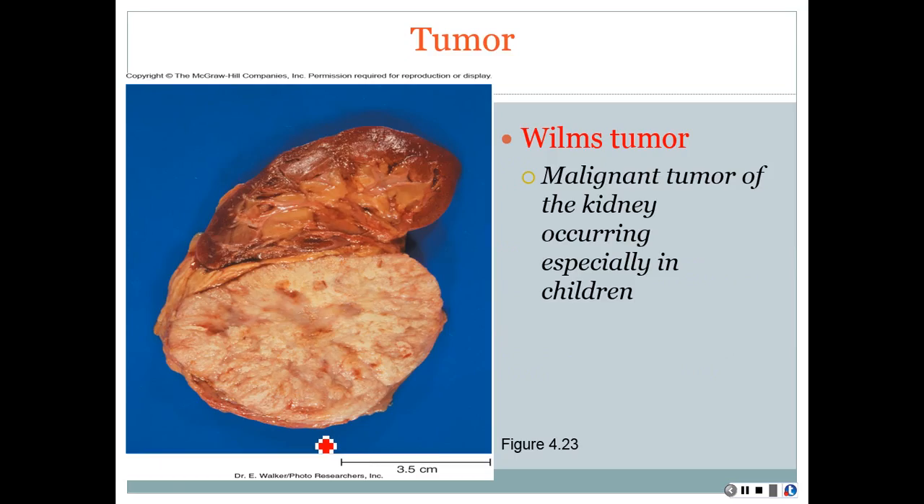Now, here's an example of what a Wilms tumor looks like. It is a malignant tumor of the kidney. This is what you have occurring in children. Here's the tumor right here.